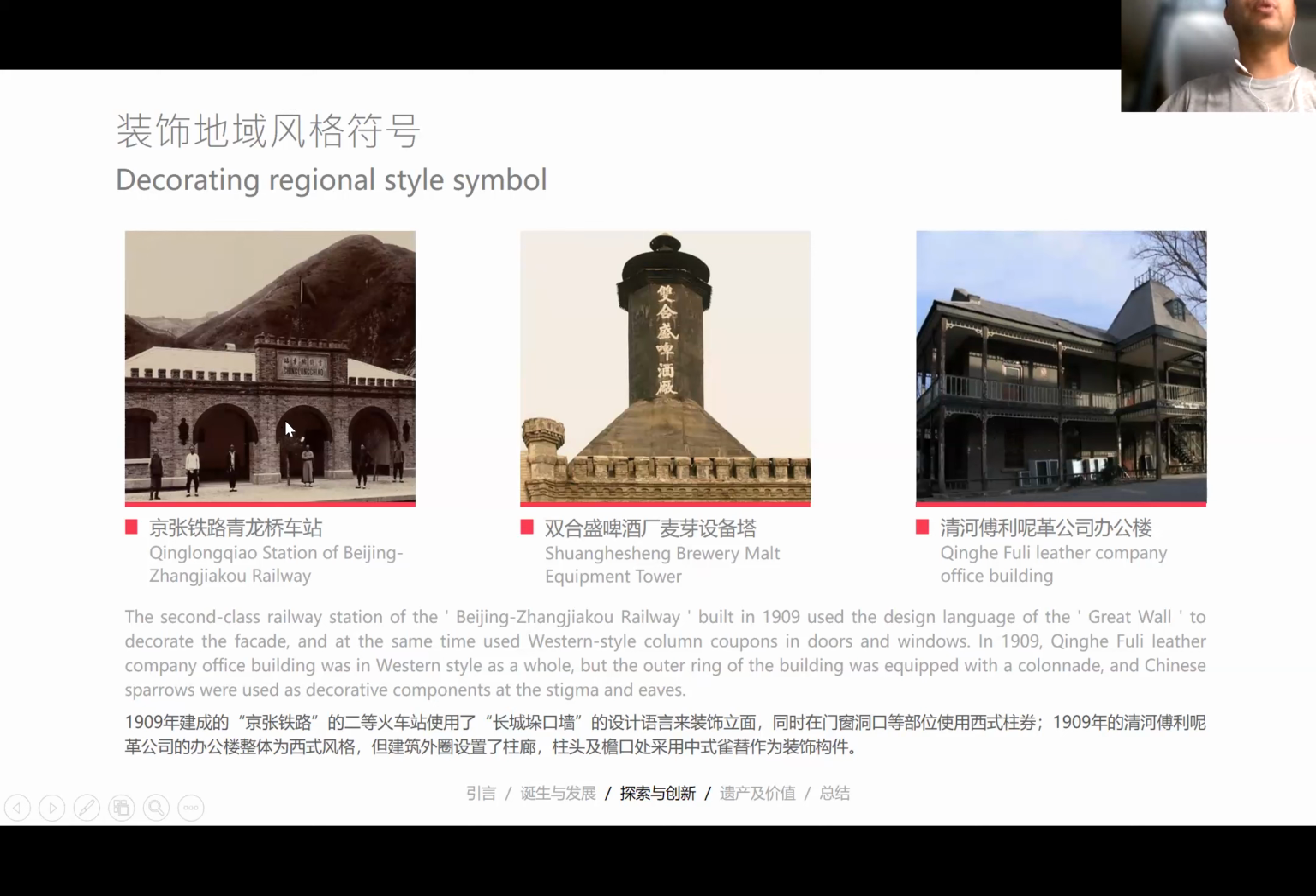So at present, this railway station has been transformed into the Beijing Jingzhang Railway Museum. But Qinghe Leather Factory was just preserved, and it didn't have new functions. Unfortunately, in the picture in the middle, we know the Shuangshenghe Brewery plant has been demolished.